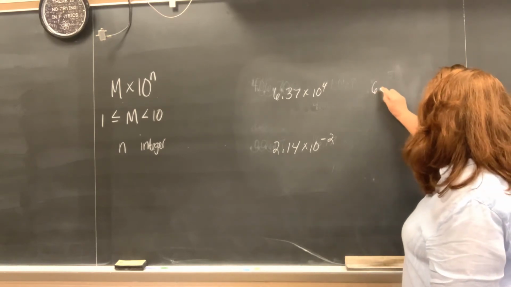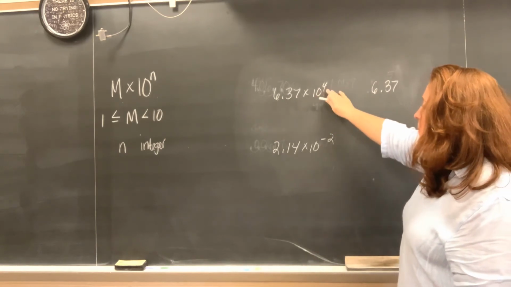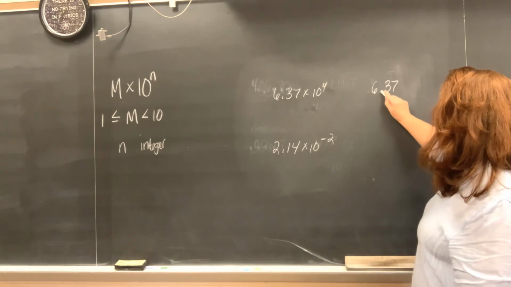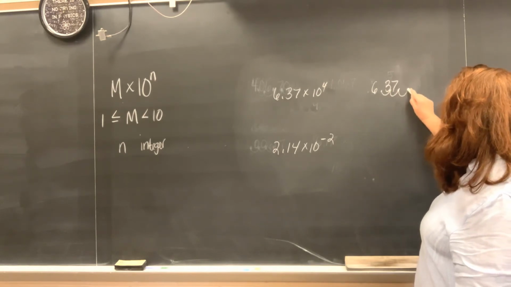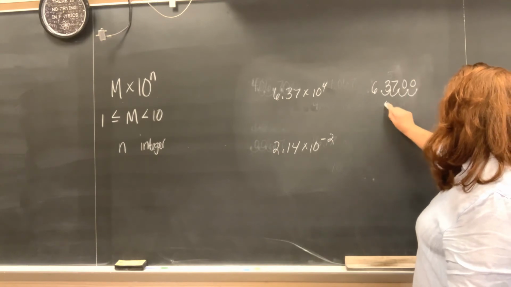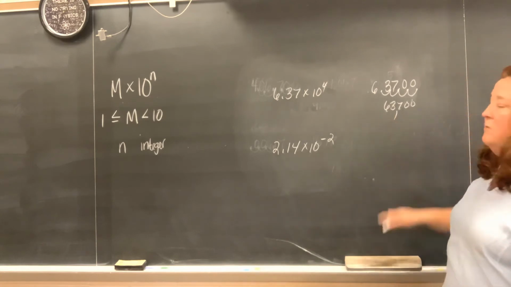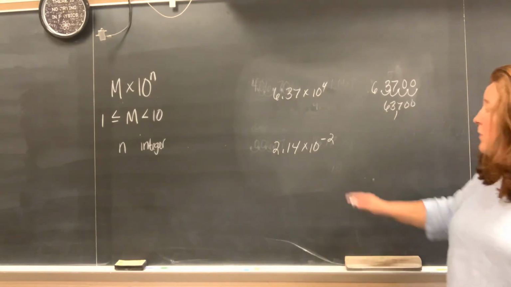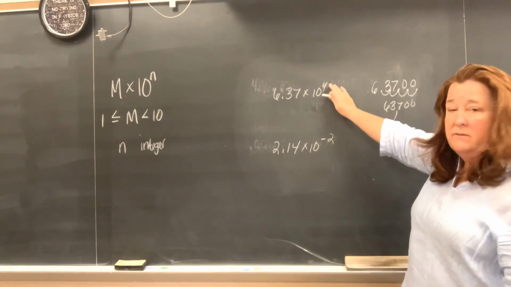which you could take the time to do on your calculator if you wanted to, or you could just know that this is a fairly large number by having the positive integer here and move it 4 times, making it bigger by 4 place values. 1, 2, 3, 4, and then fill in with zeros. So 6.37 times 10 to the 4th is the same thing as 63,700. And that's how you go from scientific notation to a larger number when you have a positive exponent.